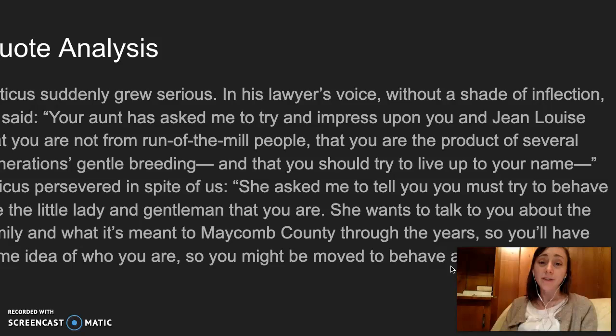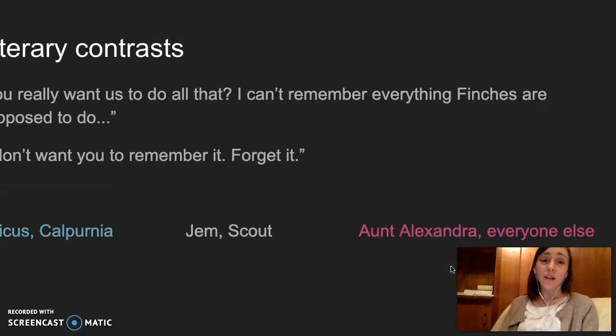"Atticus persevered in spite of us. She asked me to tell you you must try to behave like the little lady and gentleman that you are. She wants to talk to you about the family and what it's meant to Maycomb County through the years, so you'll have some idea of who you are, so you might be moved to behave accordingly." And so, in sort of a forced hand by Aunt Alexandra, Atticus has to teach the children, "You are Finches." "You really want us to do all that?" Scout asked. "I can't remember everything Finches are supposed to do." And then Atticus said, "I actually don't want you to remember it. Forget it."